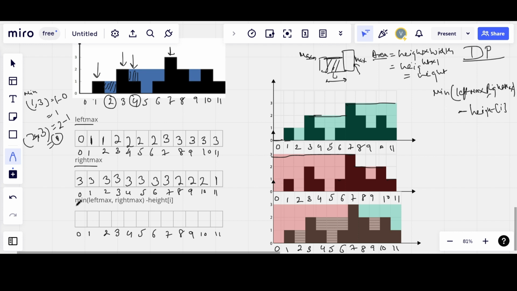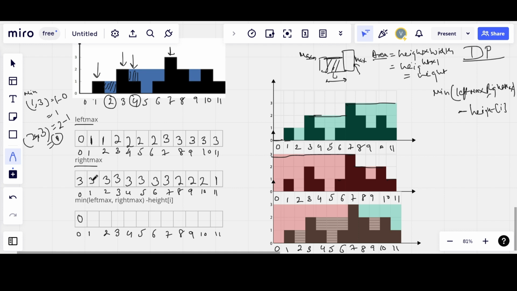Now we will calculate the minimum. We'll take the minimum of left max and right max and we will subtract the current height. So what is the minimum of 3 and 0? It's 0. And what is the current height? That is 0. So 0 minus 0 will be 0.